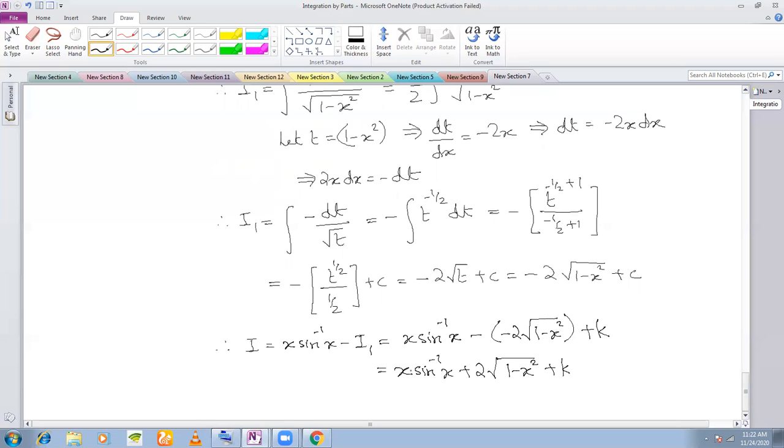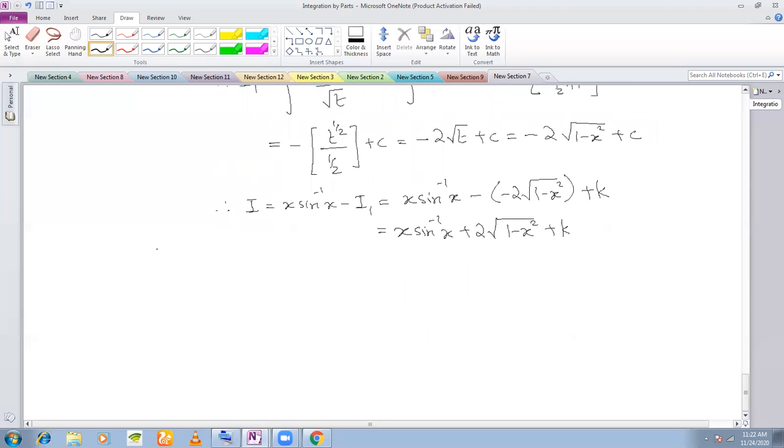Okay. So the logarithmic function is done, and the inverse function is done. Trigonometric function, product of an algebraic function and a trigonometric function, product of an algebraic function and a logarithmic function we have done. Okay, let's take a product of an algebraic function and an inverse function. The last problem for today: x tan inverse x.